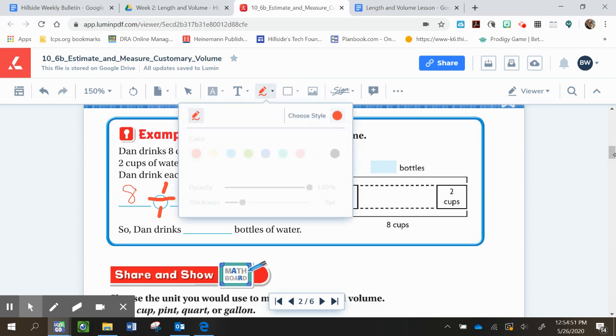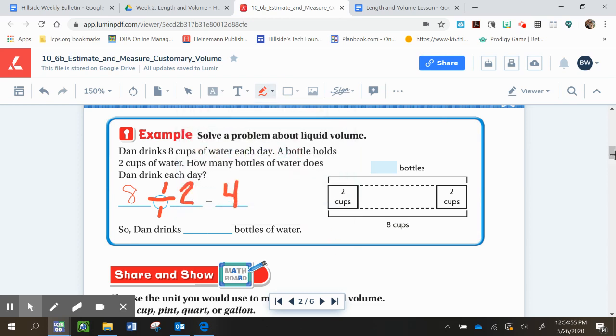Okay, so let's go back to the regular thickness, and we're going to complete this here. I'm just going to put a line in the middle, 2 and 2. 2, 4, 6, 8 cups. And so that means there are 4 bottles. 1 bottle, 2 bottles, 3 bottles, and 4 bottles. So Dan drinks 4 bottles of water.